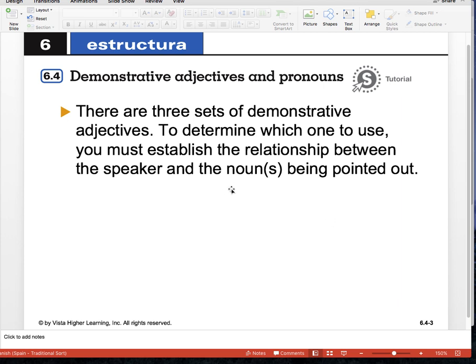So there are three sets of demonstrative adjectives, like we just saw. To determine which one to use, you must establish the relationship between the speaker and the nouns being pointed out. So in other words, it has to do with your perspective, how close things are to you. Just like in English, if a cup is close to you, you'd say this cup. If it were further away, you'd say that cup. If it were really far away, like at the end of the room, you'd say that cup over there.